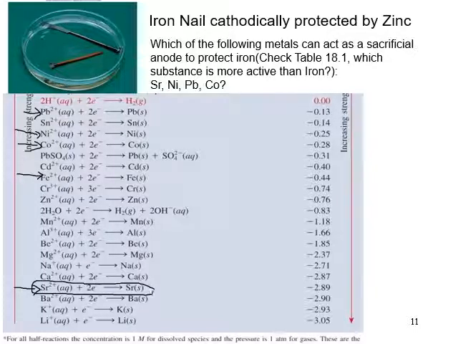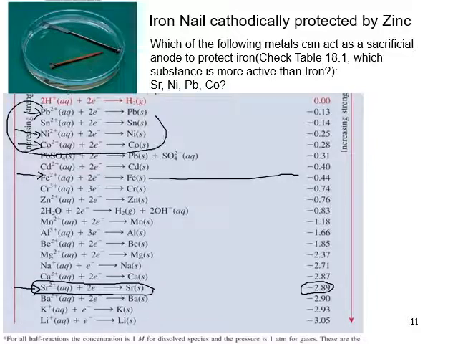Strontium is more active. It's more likely to be oxidized, and look where it is in its EMF compared to the iron metal. So these would not act as a sacrificial anode. If you couple these substances with iron, iron would be the anode, and it would be deteriorated.